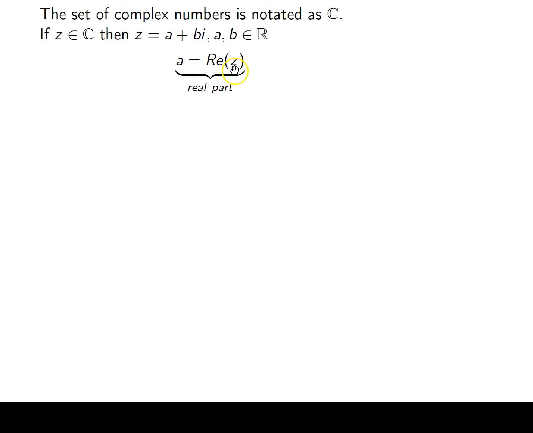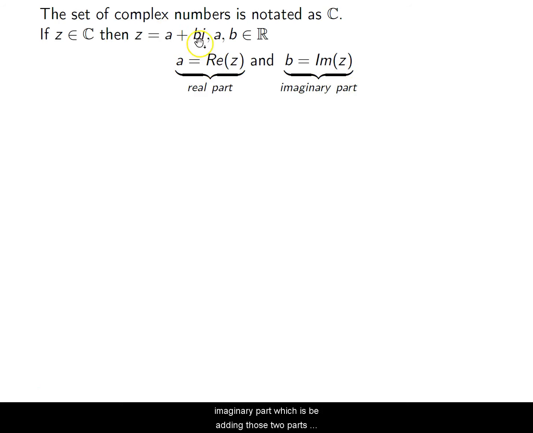Re of Z is the real part of Z, right? Re for real. Okay, should be very easy to remember. So again, if there was no B present, let's say this was 2 plus 3i. If the 3i was gone, I would have just 2. That's the real part. Okay, the part that makes it complex is the Bi, the imaginary part. Okay, so we have the real part, which is A, and the imaginary part, which is B. Adding those two parts together forms a single value in the complex number system. Okay, that's how complex numbers work.